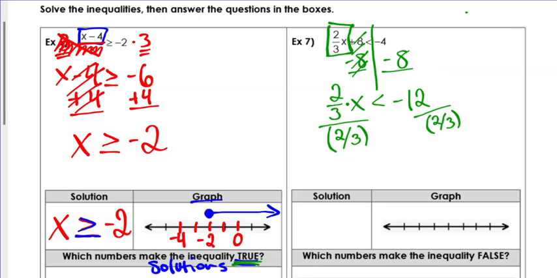You do have to be careful about the way that you type this into Desmos. Actually, you want to type it exactly like I wrote it there. You want to put the 2/3 in parentheses. Negative 12 divided by 2/3 as a fraction would give you negative 18.